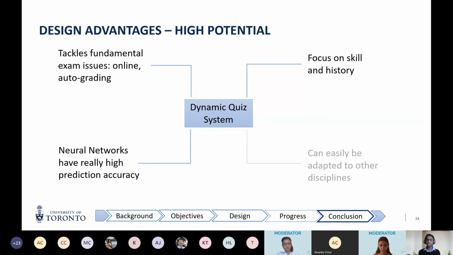Over the past few years, neural networks have shown a wide range of applications and high accuracy in each of those applications. We believe that with the right quality and quantity of data, neural networks in a dynamic quiz system can show the same high level of accuracy. And finally, this is a design or a framework that is not only applicable to engineering education, it can easily be adapted to any other STEM discipline, which shows the design's versatility.